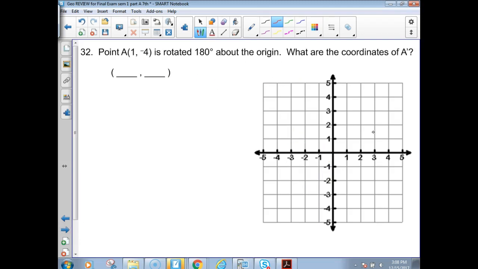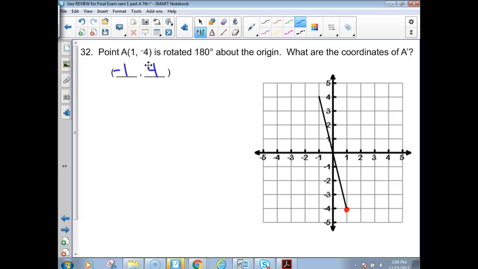Number 32, we're going to go 180, take (1, -4), which would be here. Rotate it 180 degrees about the origin. Let me show you what that looks like. You take that point and you go through there, 180 degrees, the same distance, so it's going to be at (-1, 4).